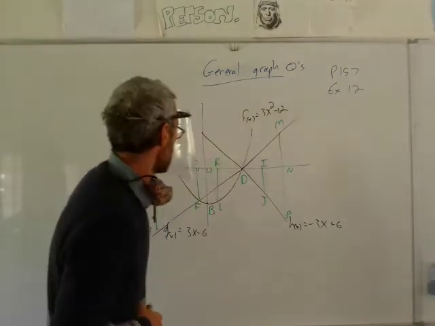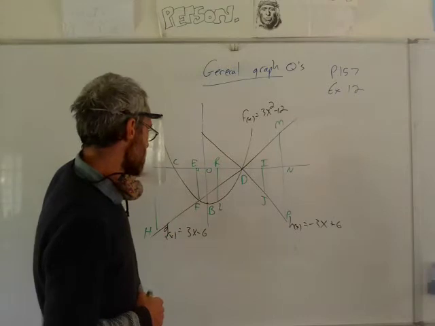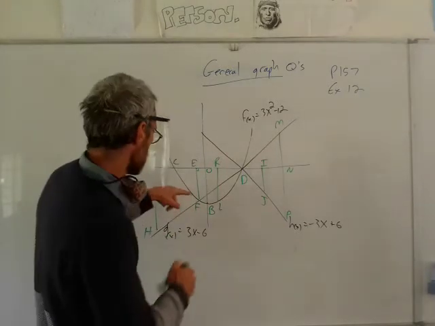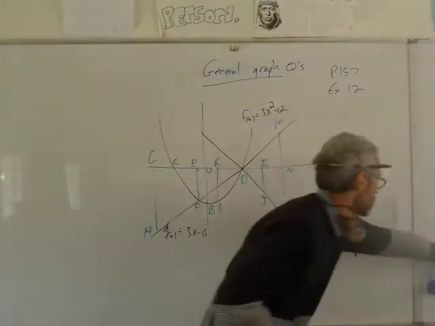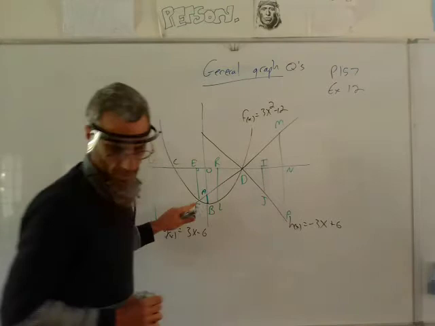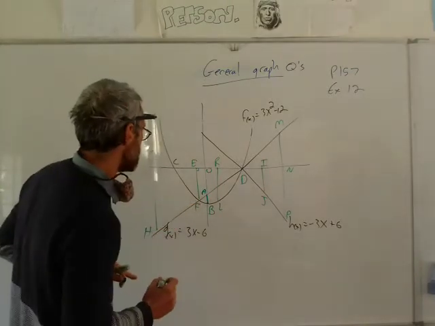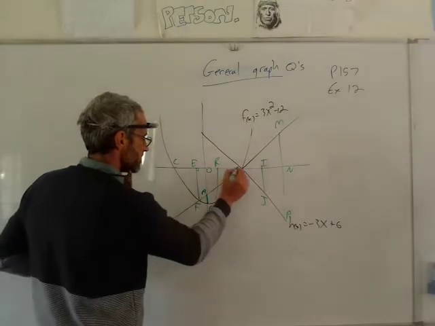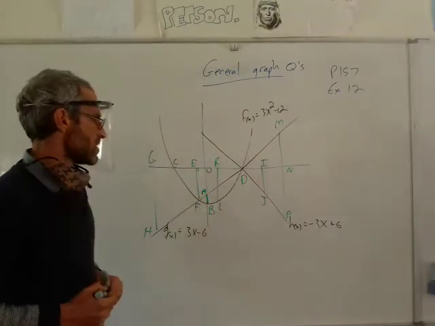So the first bit we want to find out is the length AB. Where's AB? There's an A here as well. You can draw A. So I want to find the length AB. It's this bit. AB and CD. Where is CD? This is CD. So let's start with AB.